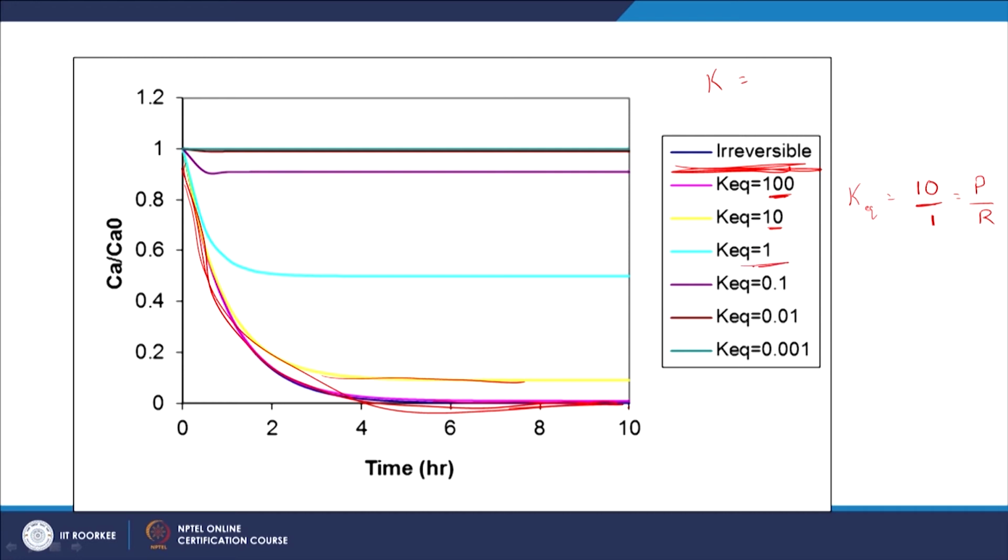And the next case is K equilibrium equal to 1, so 1 by 1. That is why you see it is more or less near 0.5. The Ca by Ca naught is near 0.5. And as we keep going down, the equilibrium is shifting, and when it is 0.1, what does K equilibrium equal to 0.1 mean?